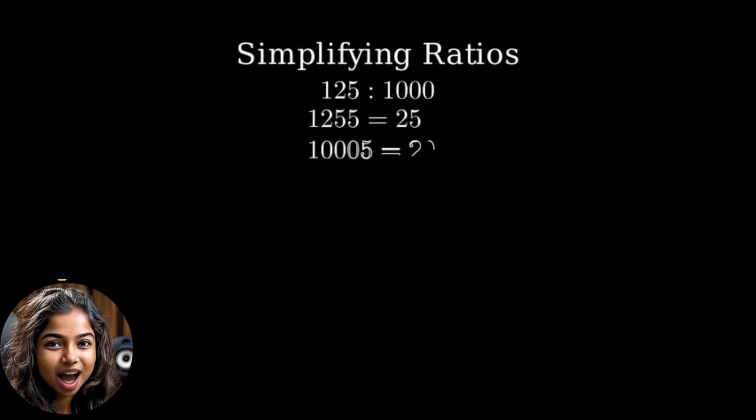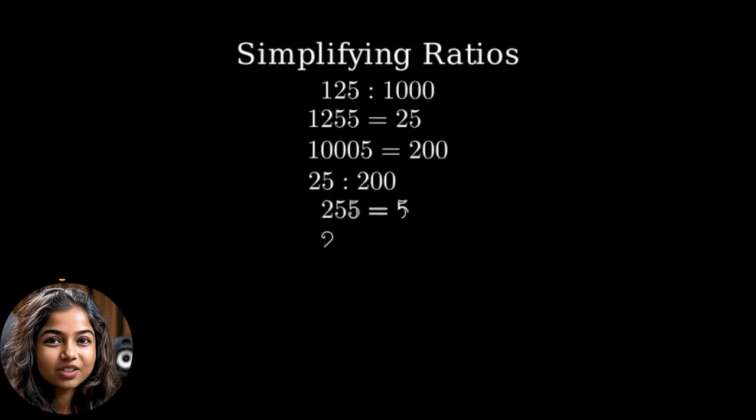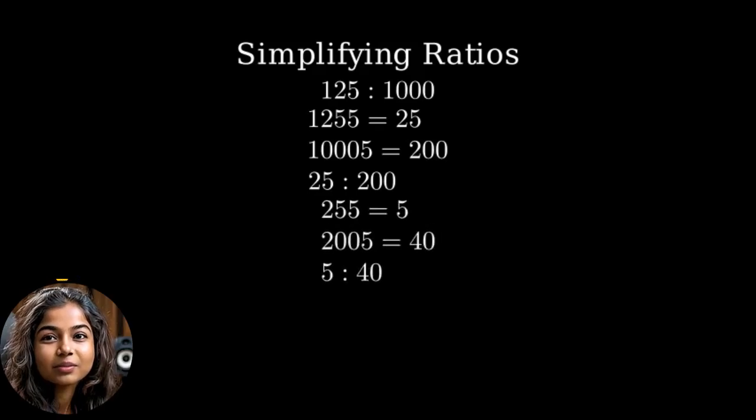Let's learn how to simplify the ratio 125 to 1,000. To simplify a ratio, we need to find the greatest common factor of both numbers and divide both numbers by it. One way to simplify this ratio is to look for common factors that divide both numbers evenly. First, let's notice that both numbers are divisible by 5. Looking at our new ratio, 25 to 200, we can divide by 5 again.